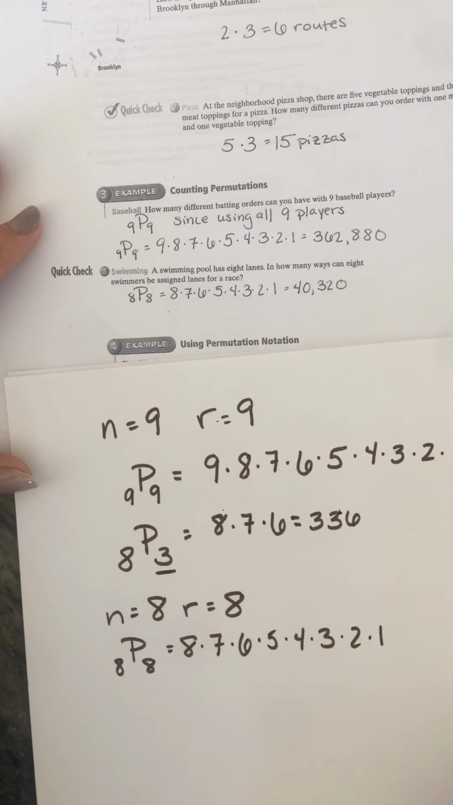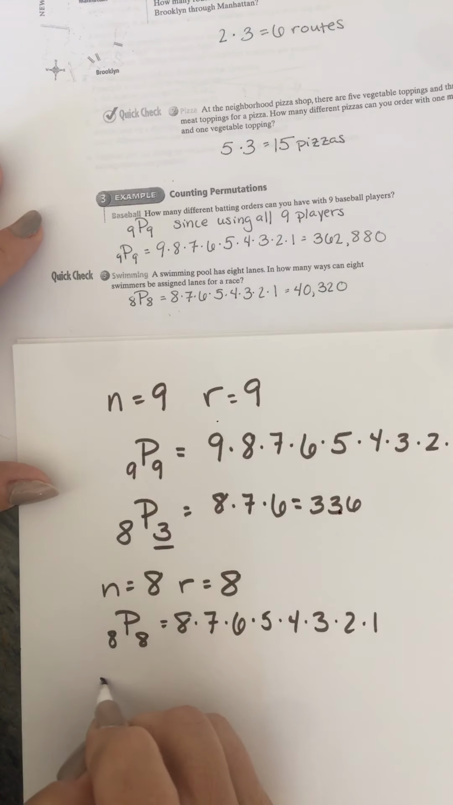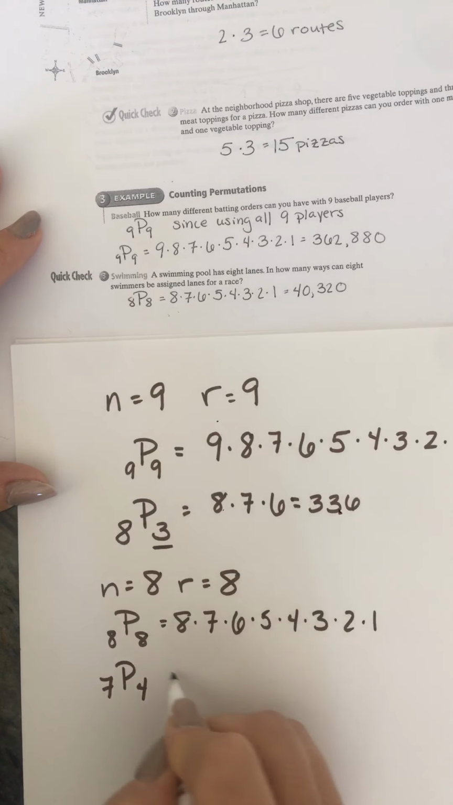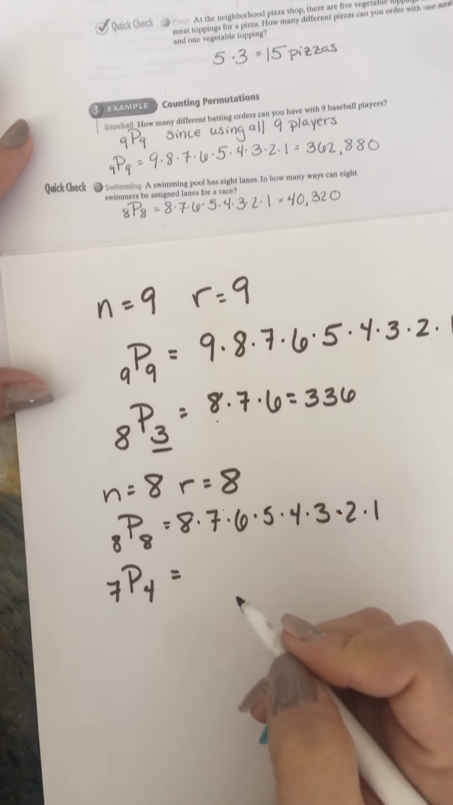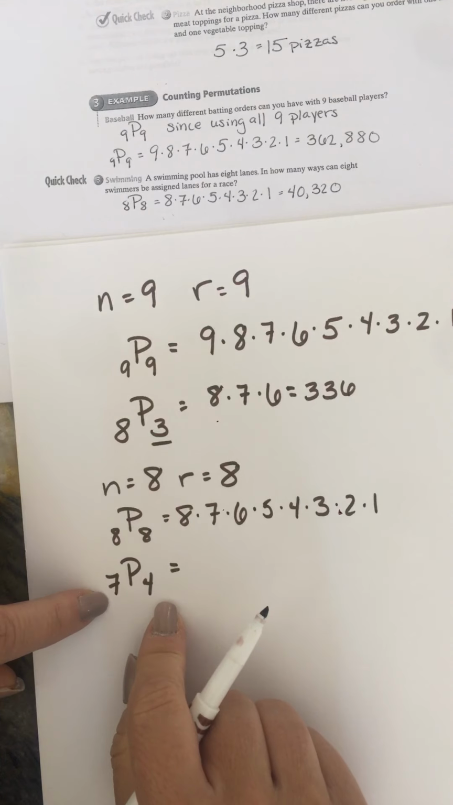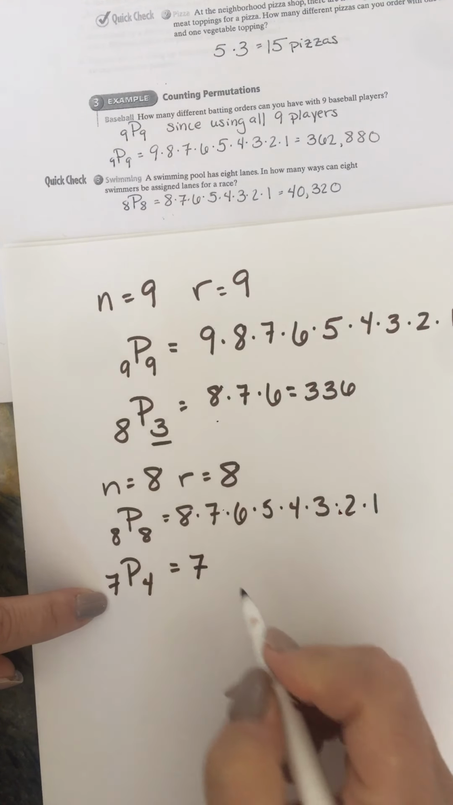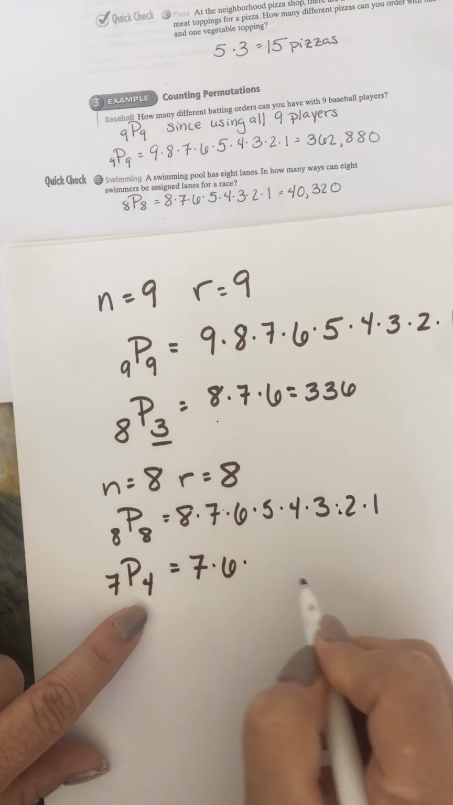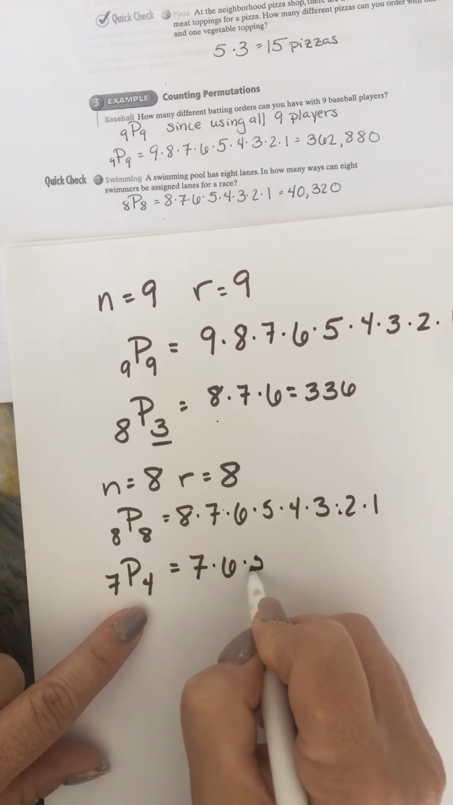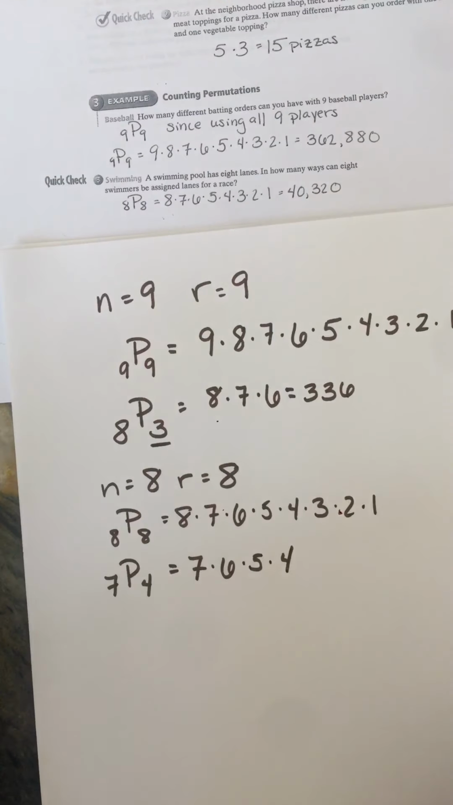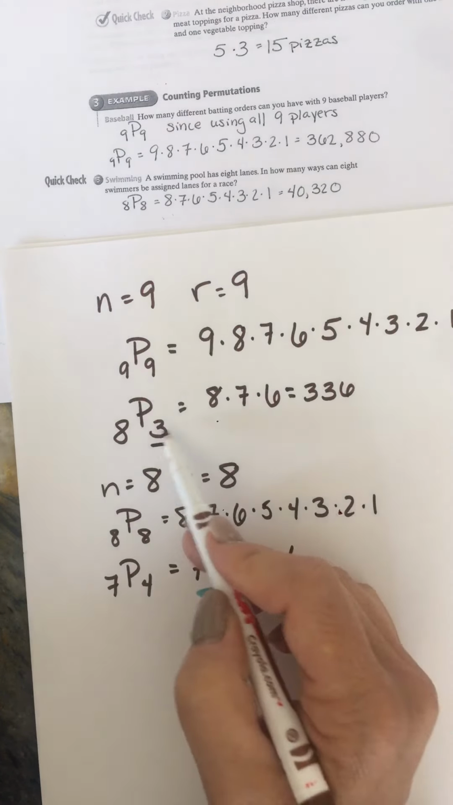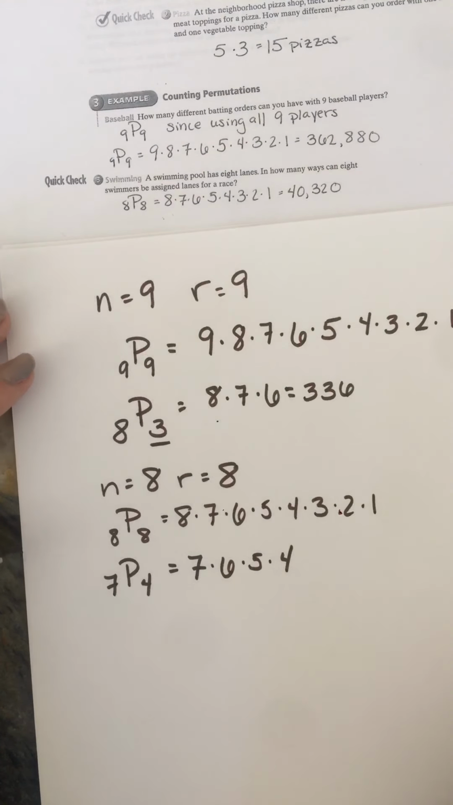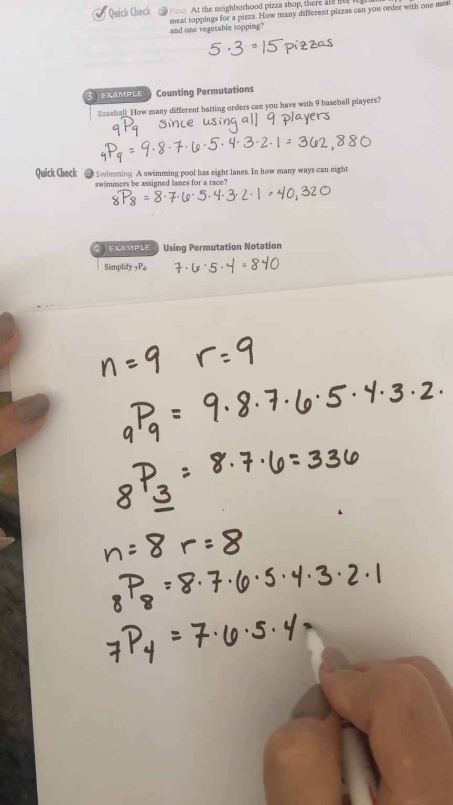All right, how about 7P4? Let's do that example. So how would we do this one? Start with 7 times 6 times, how many times do we do it? We do 4 numbers, so 1, 2, 3, 4. They just happen to match. That doesn't always happen, guys. Like, this didn't happen here. So 7 times 6 times 5 times 4, 840.